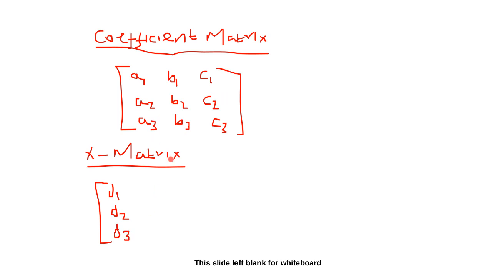The other values remain the same, so we'll have B1, B2, and B3. Then we'll have C1, C2, and C3.